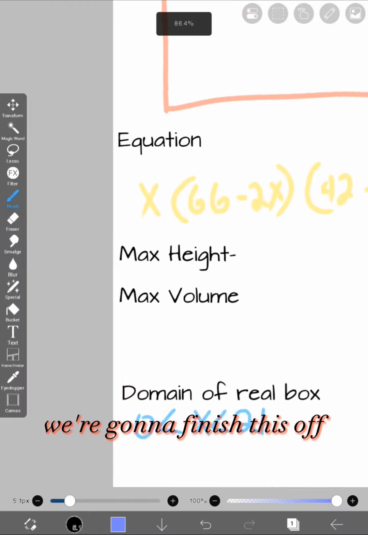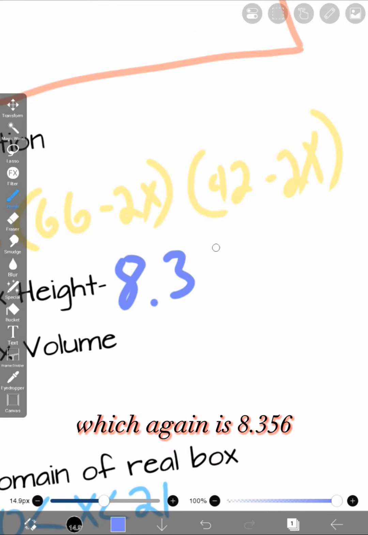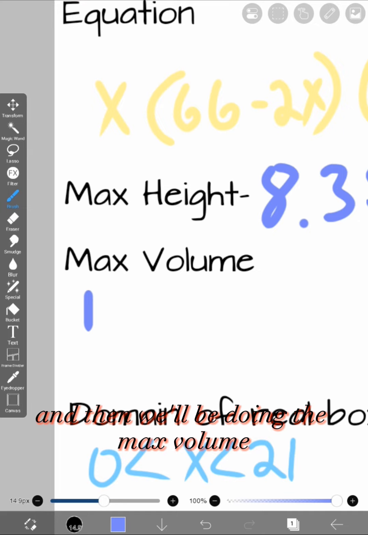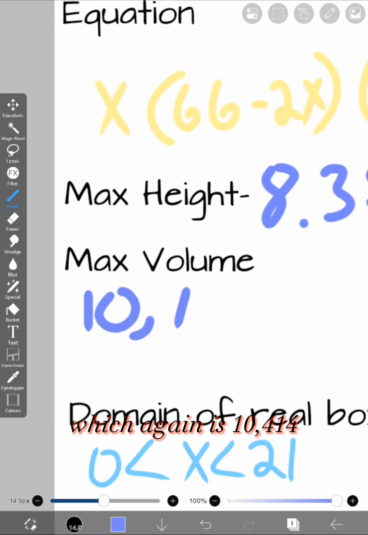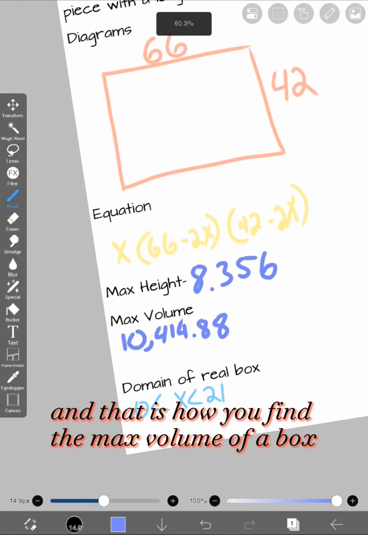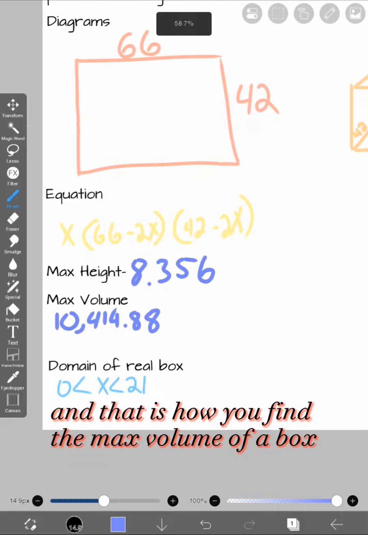We're going to finish this off by putting in the max height, which again is 8.356. And then we'll be doing the max volume, which again is 10,414 plus the 0.88. And then you're done. And that is how you find the max volume of a box.